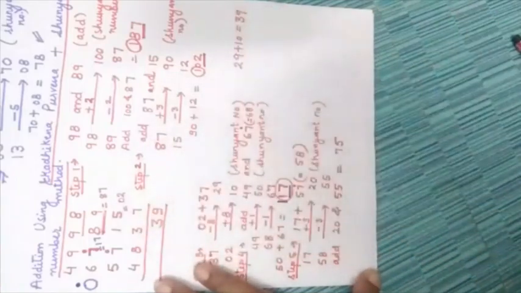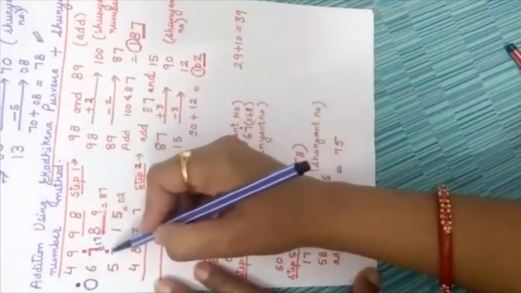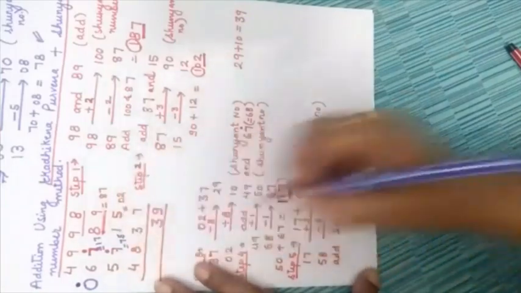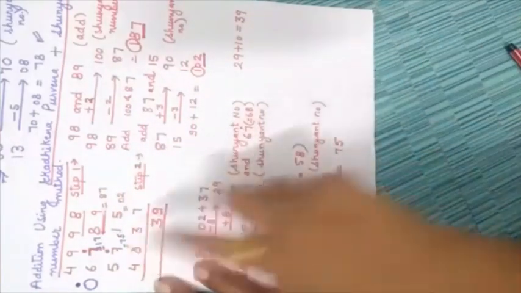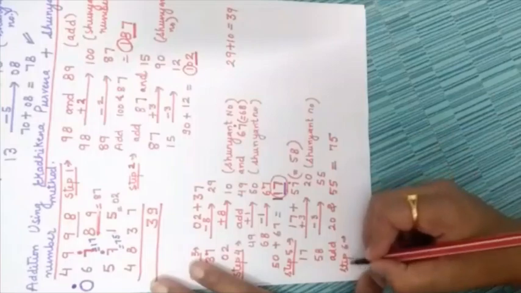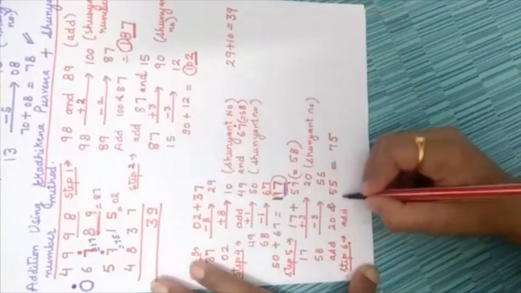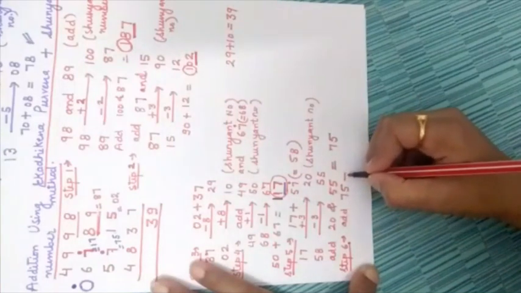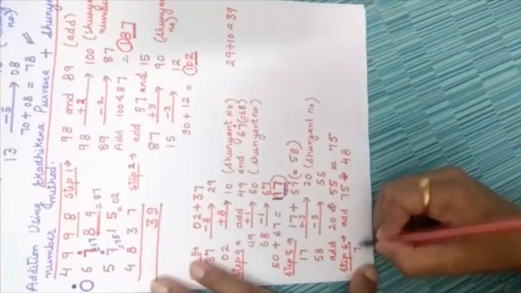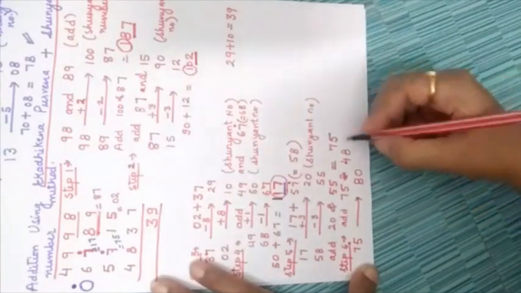Okay, I get 75 here. Okay, 17 plus 57 dot, that is 75 without any 100th place number. Now next step. Step number 6. 75 plus 48. Add 75 and 48. Same, convert this 75 into shunyant number, that is 80.